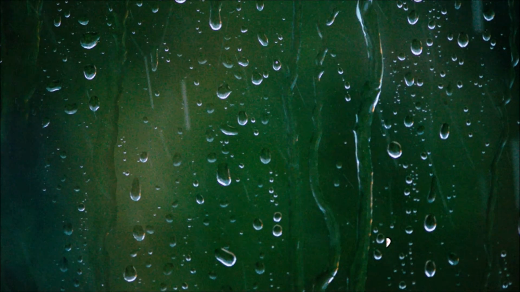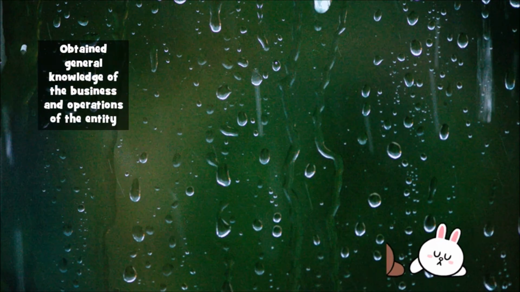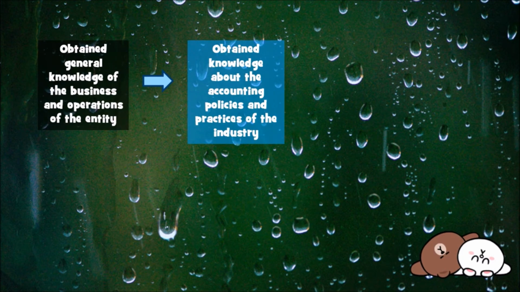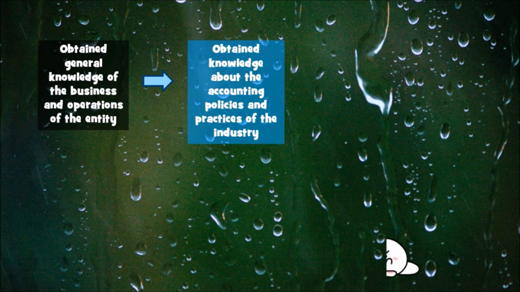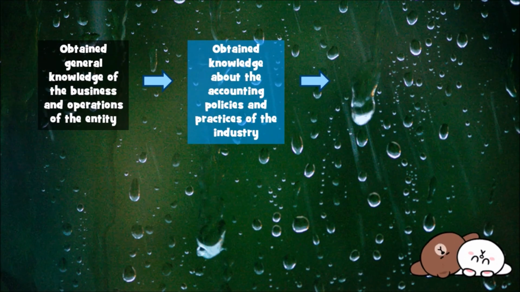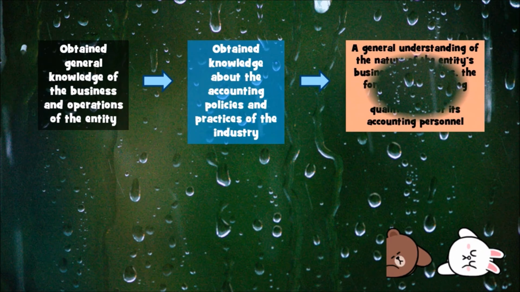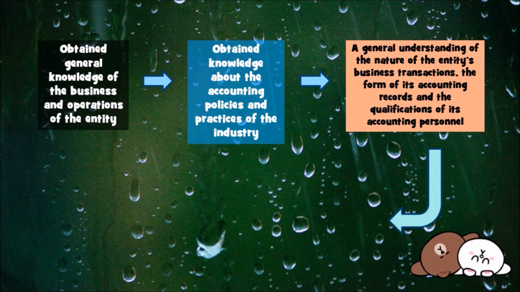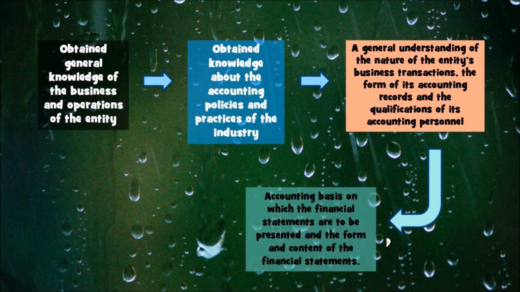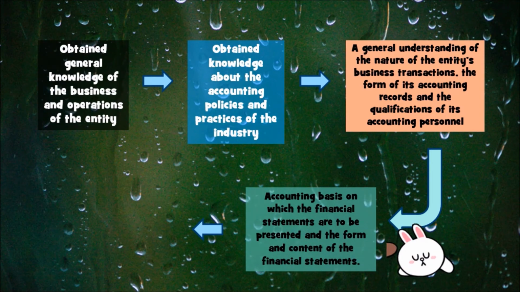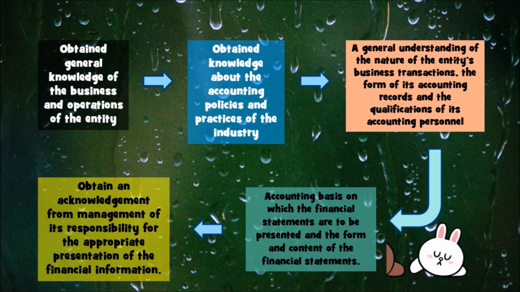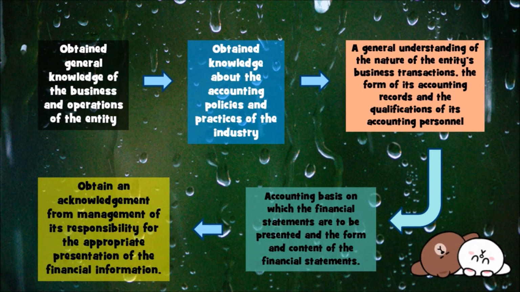1. Obtain general knowledge of the business and operations of the entity. 2. Obtain knowledge about the accounting policies and practices of the industry in which the entity operates. 3. A general understanding of the nature of the entity's business transactions, the form of its accounting records, and the qualifications of its accounting personnel. 4. The accounting basis on which the financial statements are to be presented, and the form and content of the financial statements. 5. The accountant should obtain an acknowledgement from management of its responsibility for the appropriate presentation of the financial information.